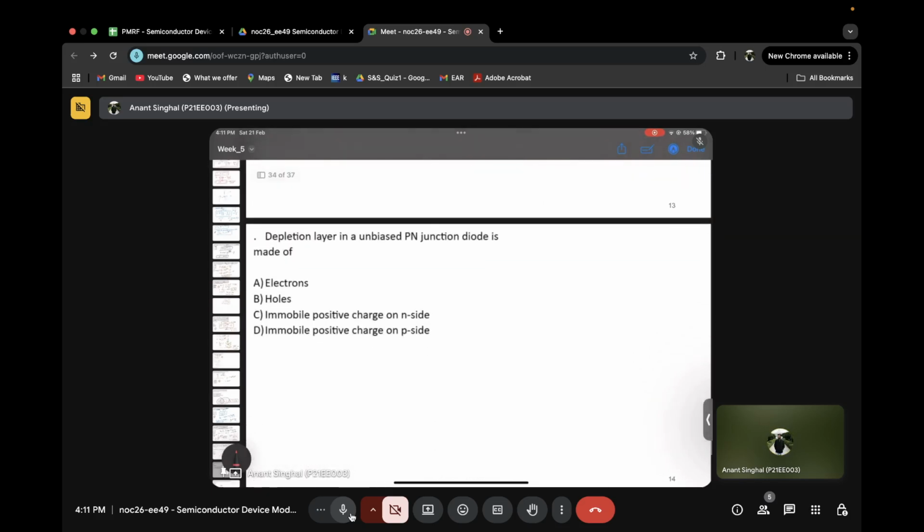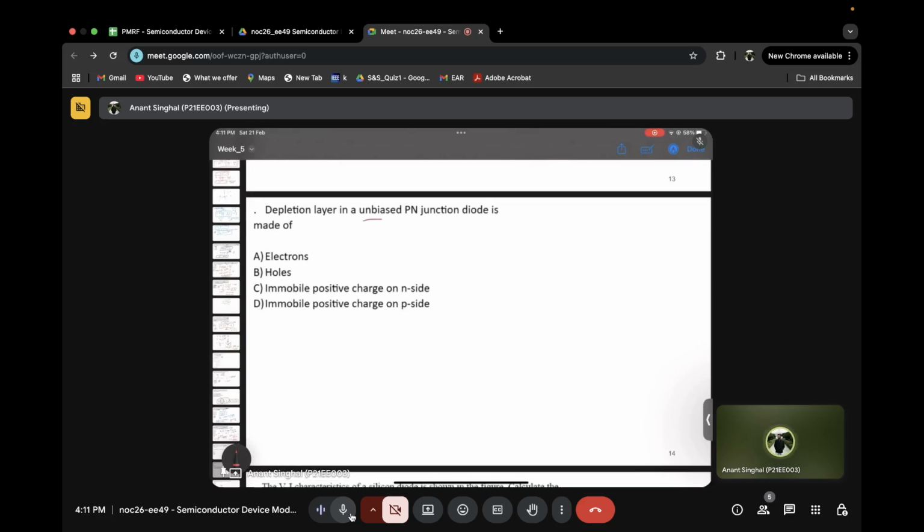Okay, so this question says the depletion region in an unbiased PN junction, that means at equilibrium, is made of what? Quickly let me know the answer to this. This is easier now. Yeah, exactly. So there will be immobile positive ions on the N side and immobile negative ions on the P side. So option C is the correct answer.